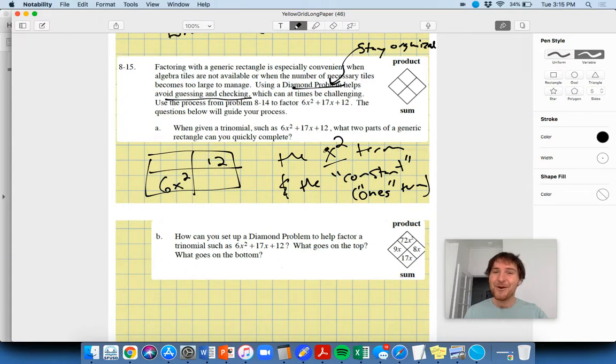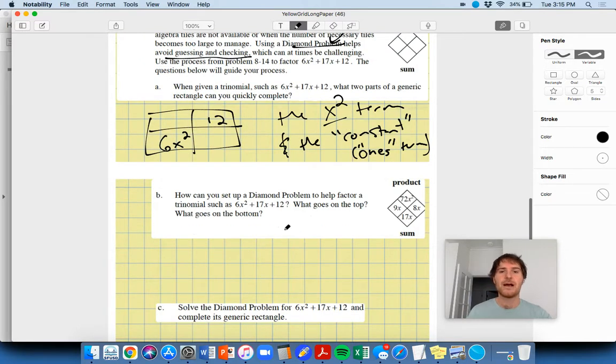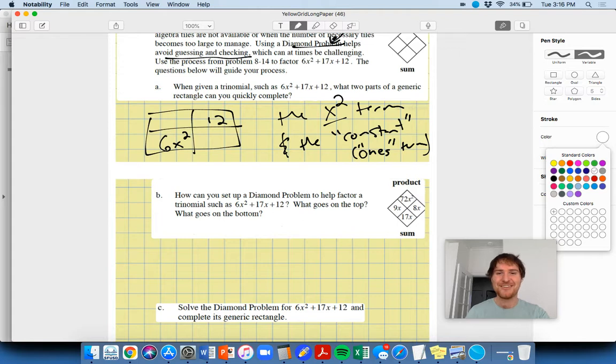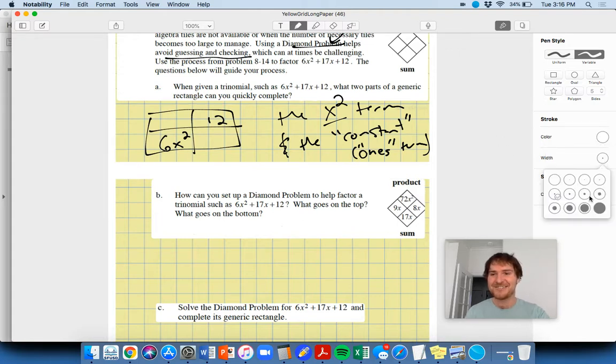We factor this differently. Oh, this is different. Okay, wait, never mind. This is different than the silent video. Because in the silent video that we had in class, it was 6x squared plus 17x plus 5. Plus 5. I got a little afraid because this looked a little bit different. Okay, how can you set up a diamond problem to help factor a trinomial? What goes on top? What goes on bottom? And maybe I need to actually erase this because I think this is actually the answer key right here. So let me get rid of this right here. Because you guys shouldn't be seeing this in your book.